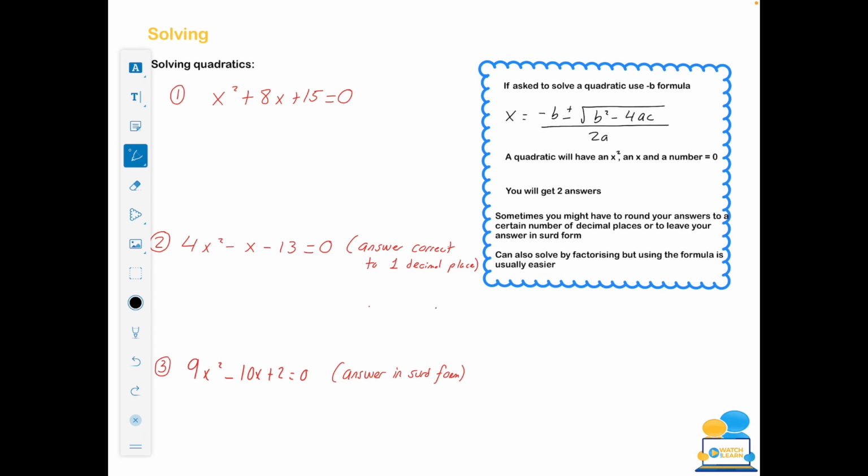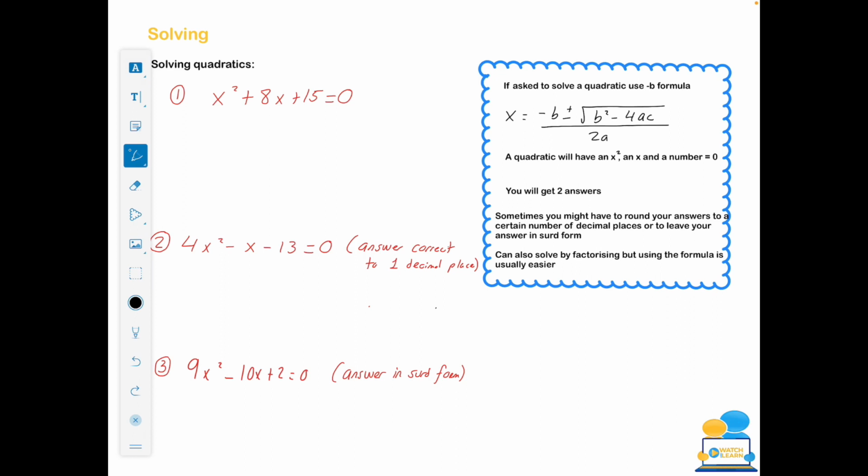You'll always get two answers. Sometimes you might have to round your answers to a certain number of decimal places or leave your answer in surd form. They'll tell you that in the question. So in 2 here we'll be rounding, and then in 3 we're leaving it in surd form. That means to leave a square root, but we'll see that in a second. Now, you can also do some of these questions by factorizing, but the formula is usually easier, and that's the way I'd go for. We still need to know how to factorize quadratics.